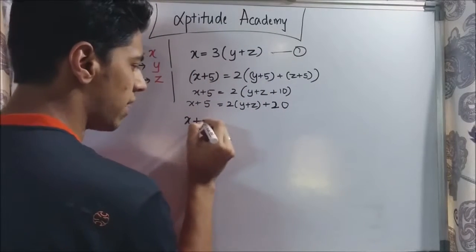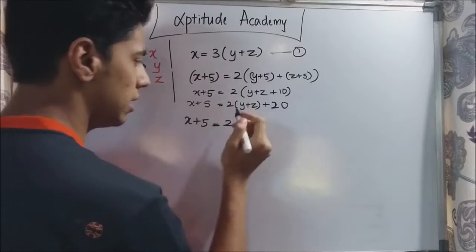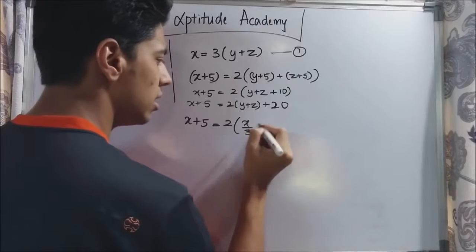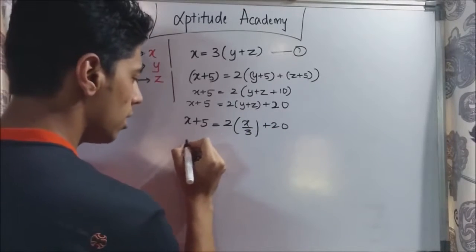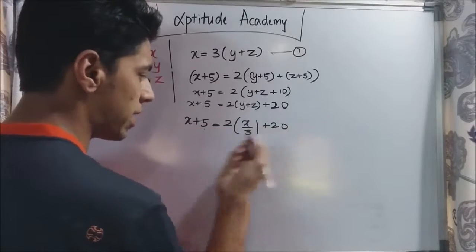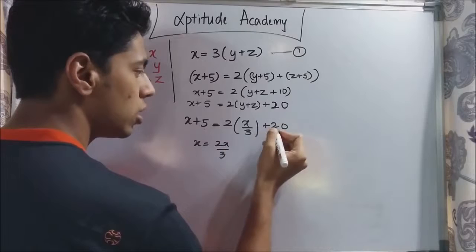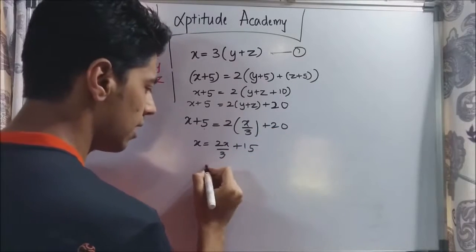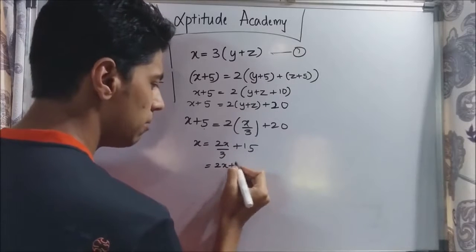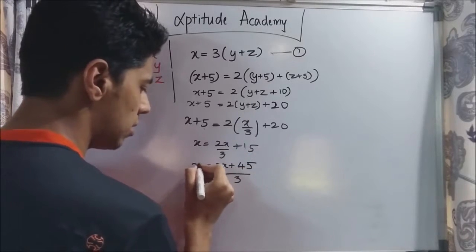So you can write x plus 5 is equal to 2. What is y plus z? X by 3. So x by 3 plus 10. Right? Now you can take 5 this side and subtract it from 10. So it will be x is equal to 2x by 3, 10 minus 5 is 5, so plus 5. Now take an LCM. So this will be 2x plus 15 to 3 is 45 by 3 is equal to x.